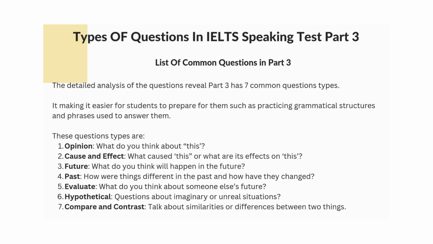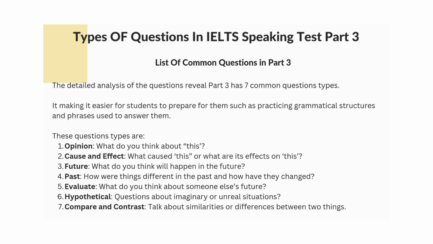Okay, so the 7 types of questions usually asked in part 3 of the IELTS speaking test are the opinion. For example, the examiner can ask about your opinion about the topic. Okay, the question could be like, what do you think about this topic? Okay, then the cause and effect. In this type of question, the examiner asks about the reason that caused a certain thing, and what the effect is on another certain thing. Okay, the cause and effect.